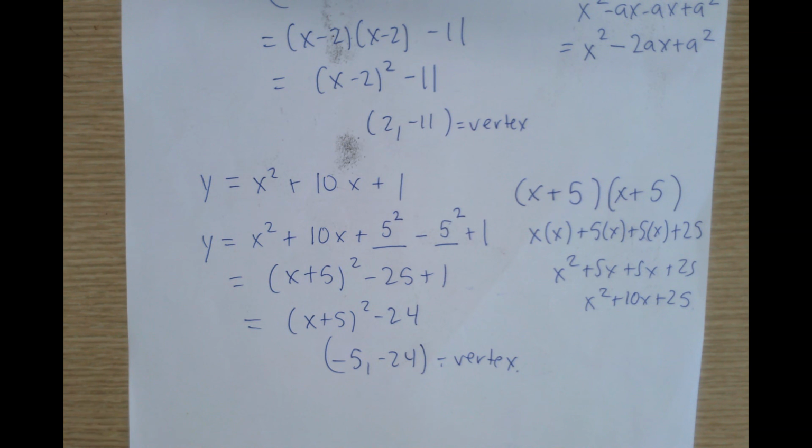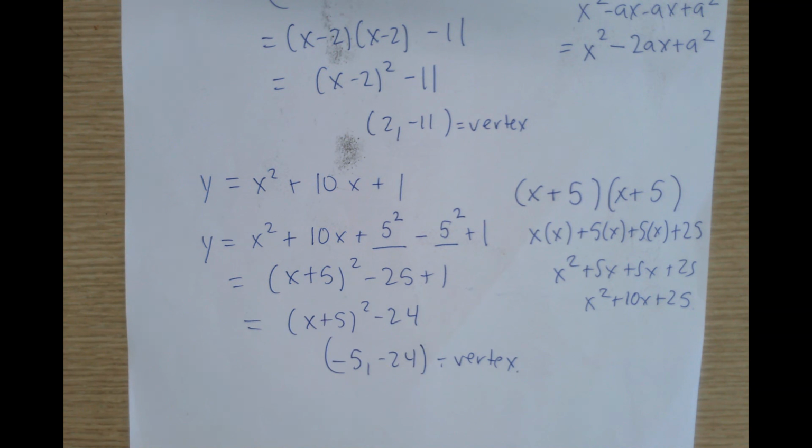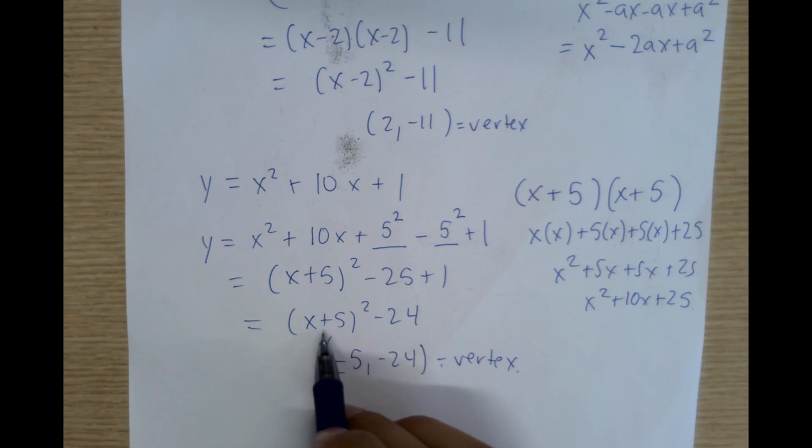So for this, even though this is plus, just as a reminder, whenever it's inside the parentheses, it's always going to be flipped, right? The x value is always flipped. So if this is negative, this will be positive. If this is positive, this will be negative.